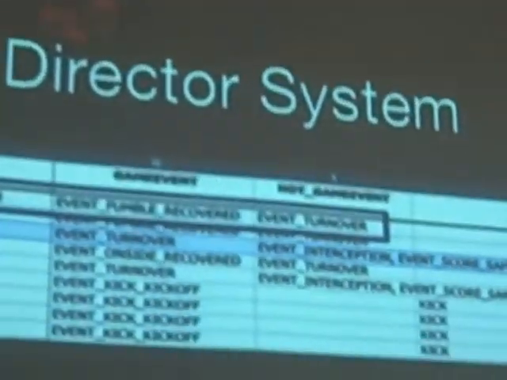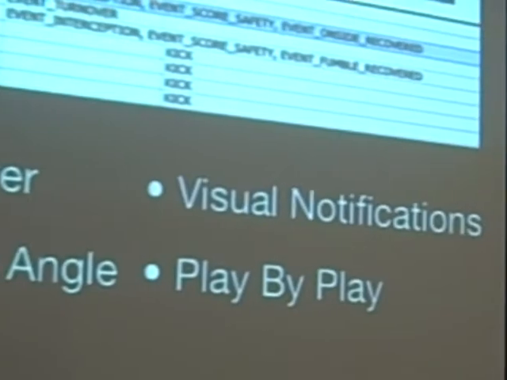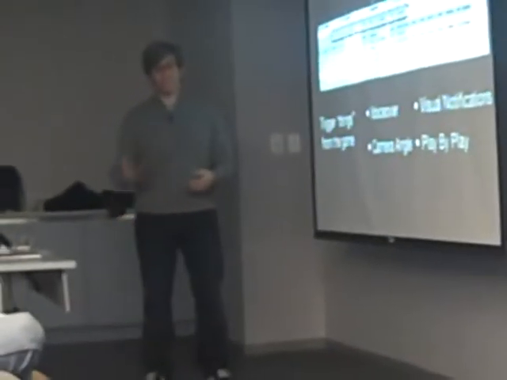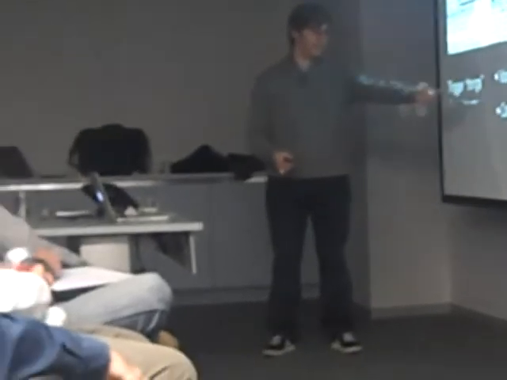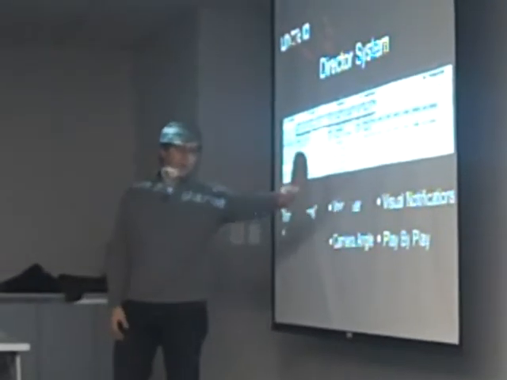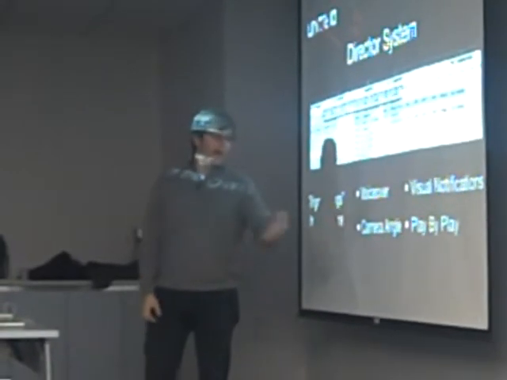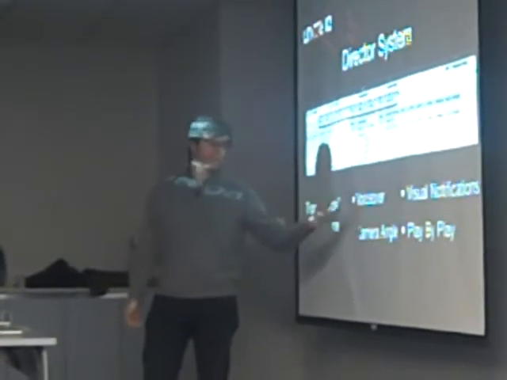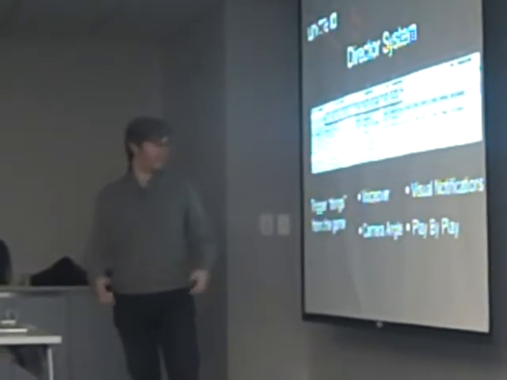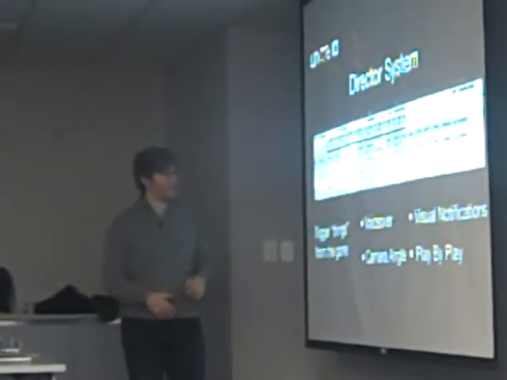The director system is something we use to trigger things happening in the game. And what are these things? Well, there's the voiceover, when the announcer says he's taking it up the middle. There's the particular camera angle that we're looking at, which depends on whether he passes or whether he runs. Notifications, so you get the touchdown or the sack. And the play-by-play. What's different from voiceover is there are many different commentary streams going simultaneously.